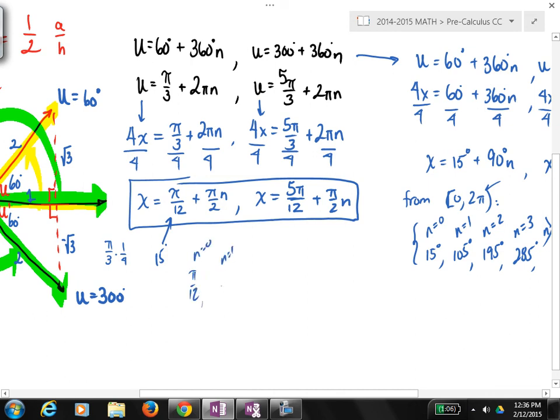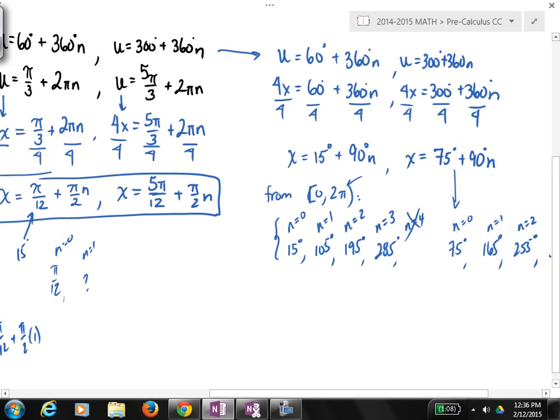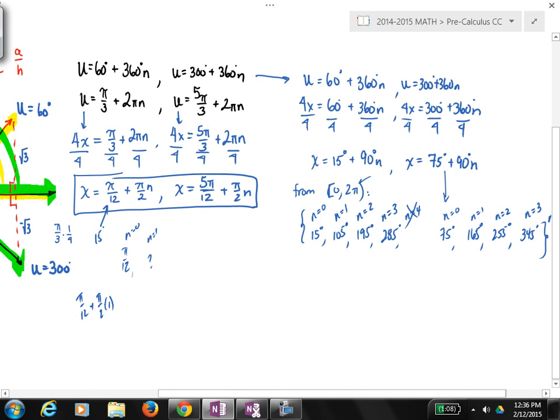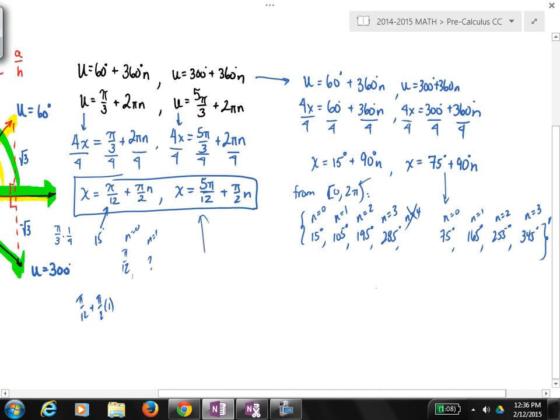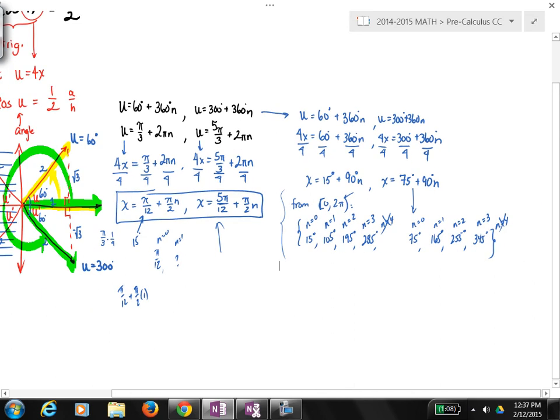n equals 1, if you don't have a calculator, you can do it. You could say pi over 12 plus pi over 2 times 1, but you're going to have to find the LCD and combine it. It's a little bit more work than if you just use the answers in degrees and then go back and convert them. Okay, so just be careful with those. Like I said, while this is a final answer, this is an answer also if they ask from 0 to 360. All right, any questions on this one?